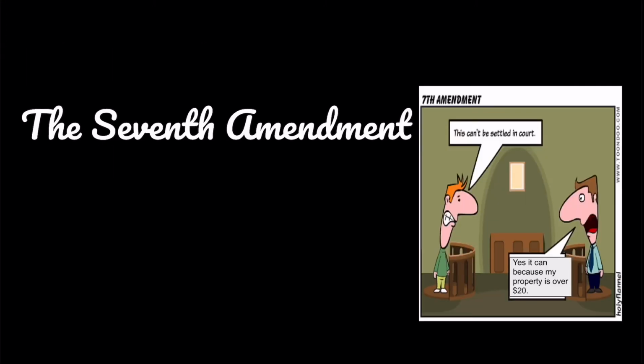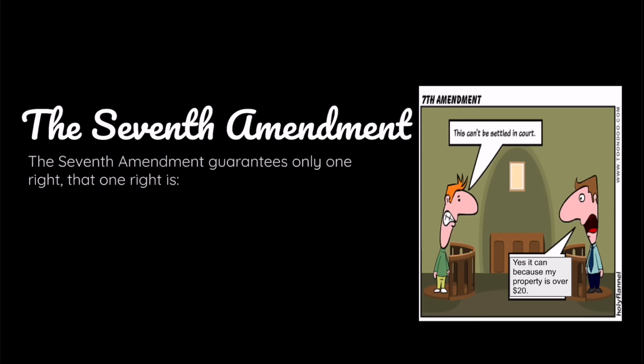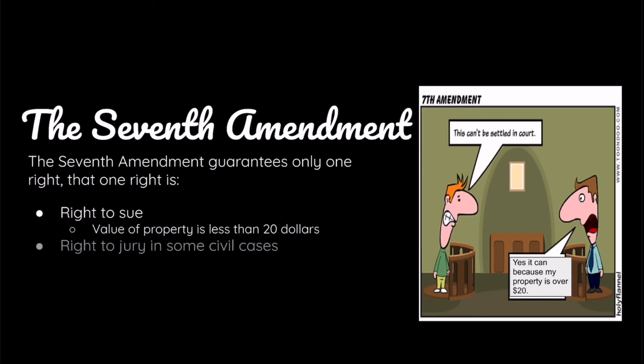The Seventh Amendment. The Seventh Amendment guarantees only one right. That right is the right to sue, which is limited by the fact that if you have property that was damaged that was under the value of $20, you do not have the right to sue. And the right to a jury in some civil cases. Of course, only some civil cases require a jury.